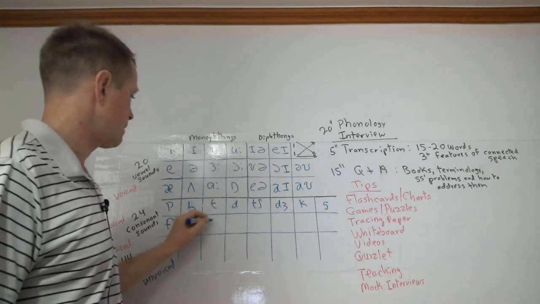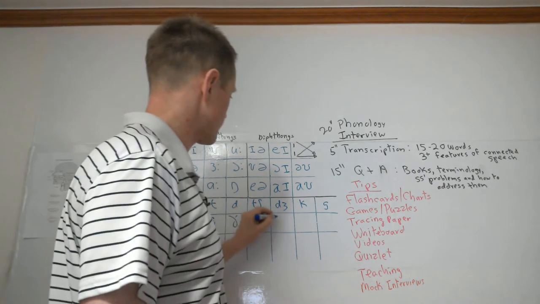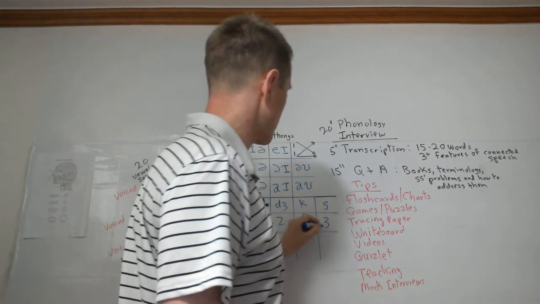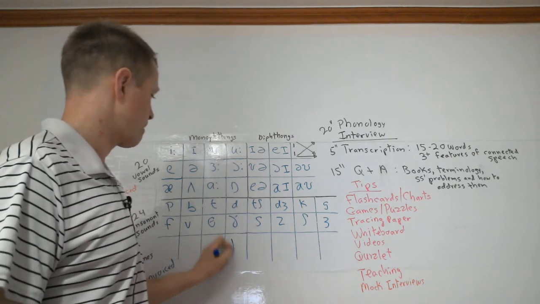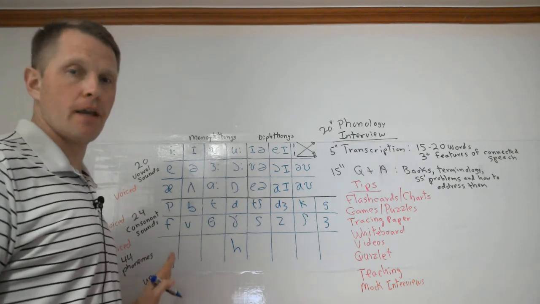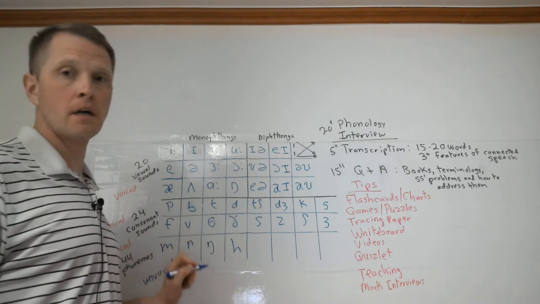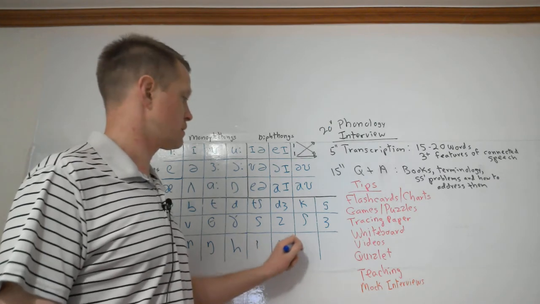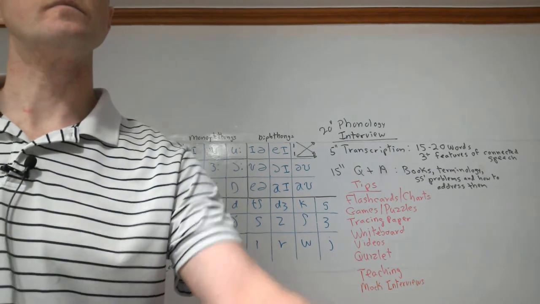F, v, th, th, s, z. Sh, j, and h. And then the nasals, m, n, ng, the lateral l, and the approximants, r, w, and y. Okay.